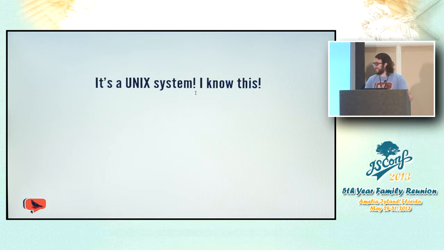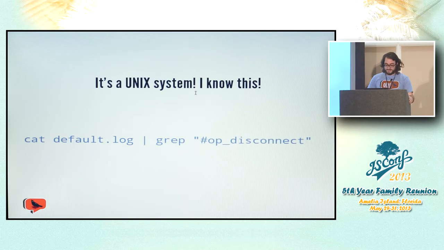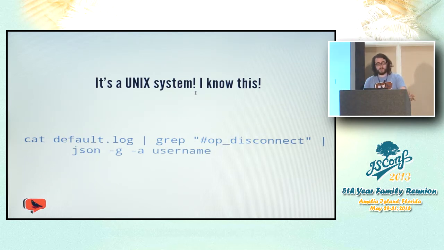So this is a Unix system, and I know how to use this stuff. So let's take the log, look for all the op disconnects that happen in it. And this is not a standard Unix tool. But since our logs are in JSON, there's this cool thing called JSON tool that you should look at if you are in a similar situation.